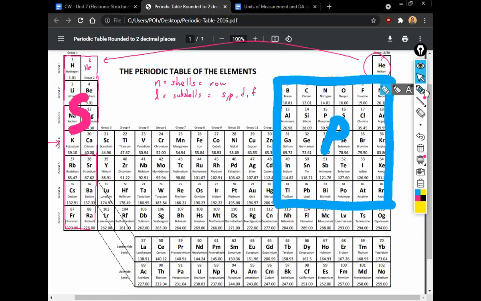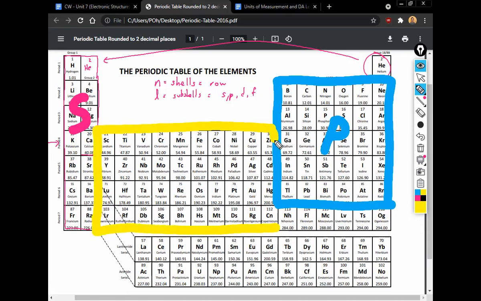All right, next we're going to look at the D subshell. And the D subshell is this middle area right here where the transition metals are, okay? So all these guys are going to be the D subshell. Now the D subshell is weird because the subshell number for D will always be one value lower than the row that it's in. Okay, so what do I mean by that? If you guys take a look at calcium, we said that calcium is in the 4th row. That's why the N number is 4, right?